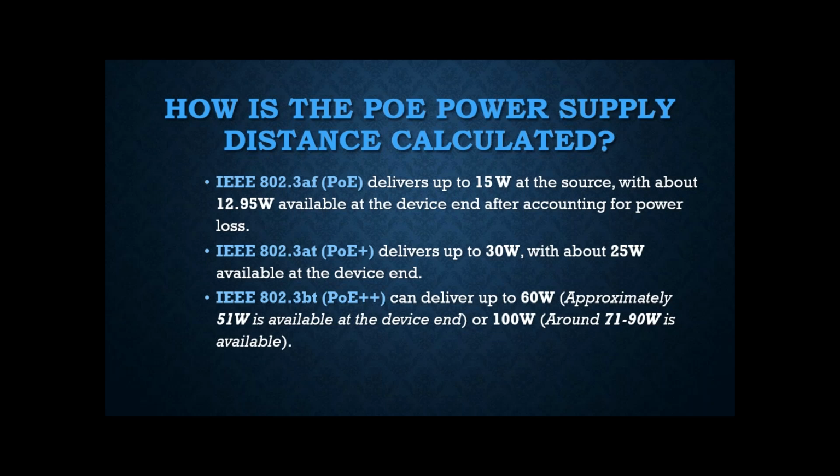The AT, the standard IEEE 802.3at or PoE Plus, delivers up to 30 watts with about 25 watts available at the device end, while the standard BT or PoE can deliver up to 60 watts. Approximately 51 watts is available at the device end, or 100 watts, and for this amount, around 71 to 90 watts is available only.